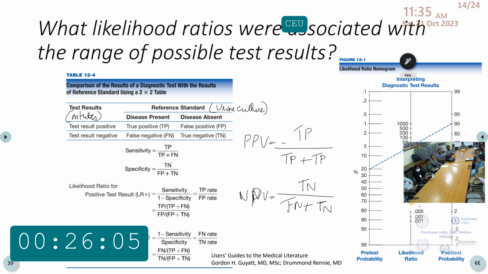So what would be a good sensitivity? In the sensitivity calculation, what should be low? Sensitivity talks about this column here. It's the total of this divided by the top. So false negative should be low. So for a highly sensitive test, false negative will be low. Madhuri, a specific test talks about this column. So it's the total of this divided by this. So for a highly specific test, what will be low?